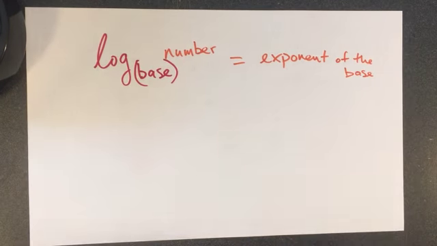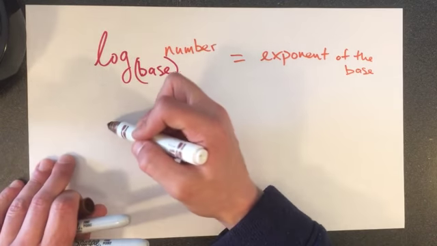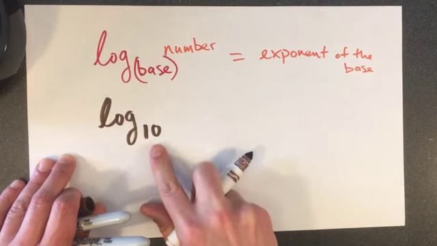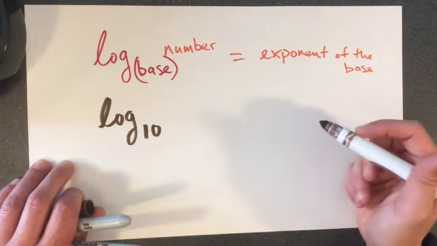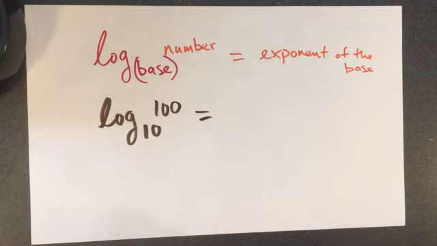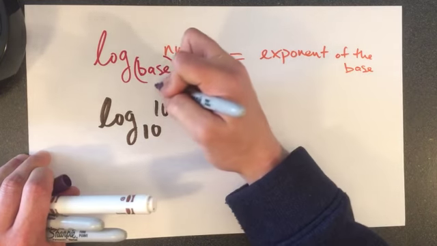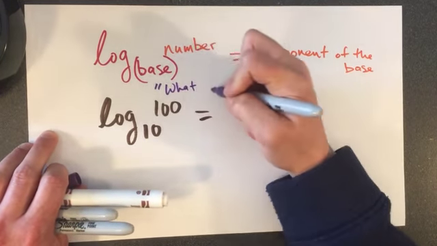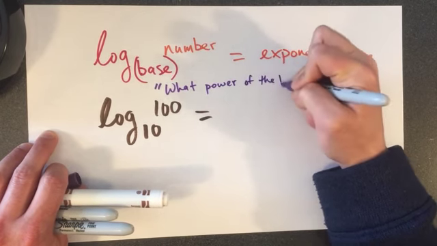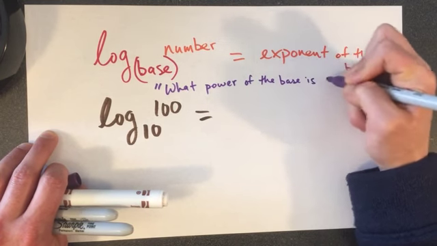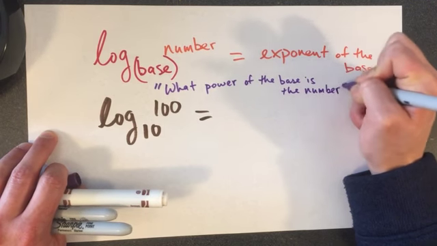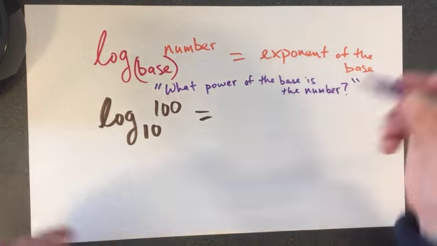So it's answering a question. Let's take this example. When you put log on a calculator, the base is automatically going to be 10. That's our 10 here, our base. And then we'll take a known number. Let's try 100. So here's our number here. And remember our question, you have to write down here. Here's the question we're asking: what power of the base is the number? That's all. We're asking a question.